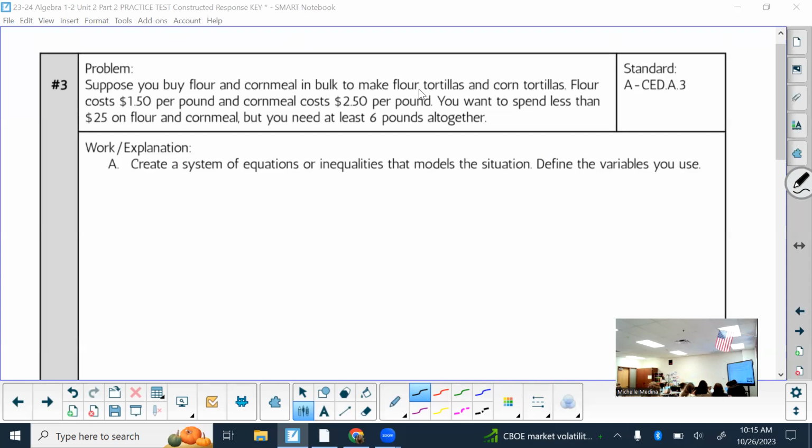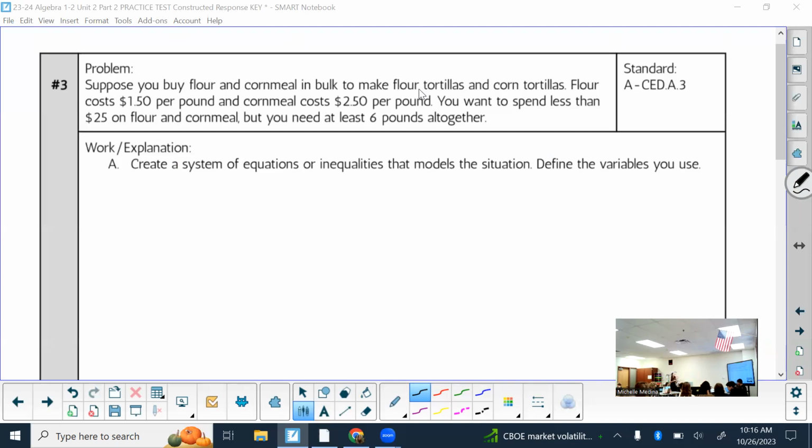Then it says, create a system of equations. So system means you need to have how many? 2. And it says equations or inequalities. I'm telling you now, our focus on this part of the unit has been only inequalities. So please, make them systems of inequalities. But you should be able to tell based on the signal words around the totals.